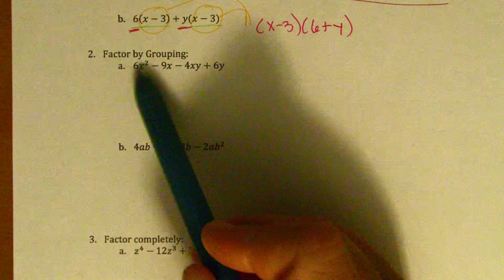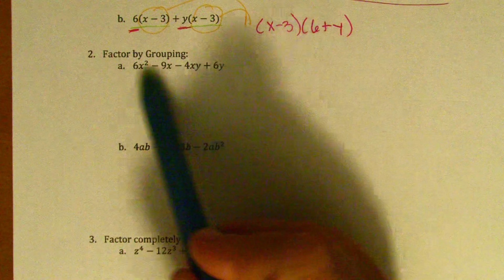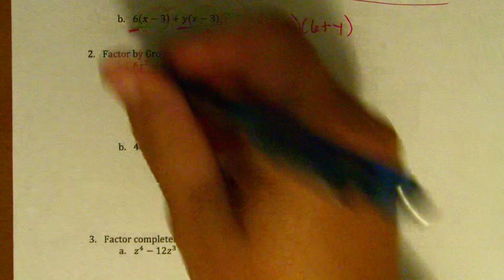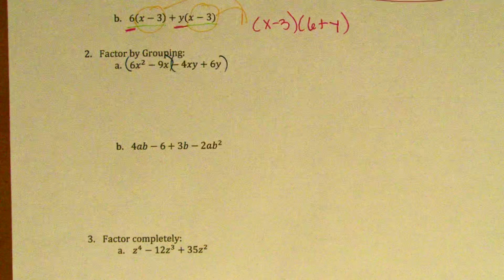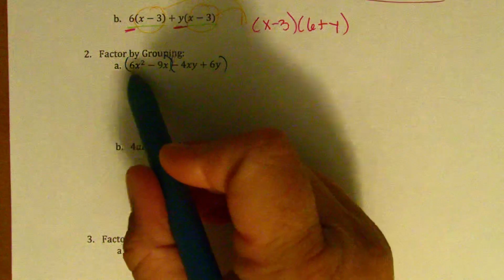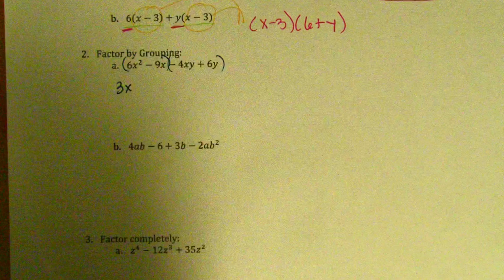Here we have x's, they have a common factor of x. Here we have x and y, but there's no variable part that's the same in all of them. So there's no GCF for me to pull out. I can just go straight into factoring by grouping then. And in this first group, 6x squared and 9x have a common factor of 3x.